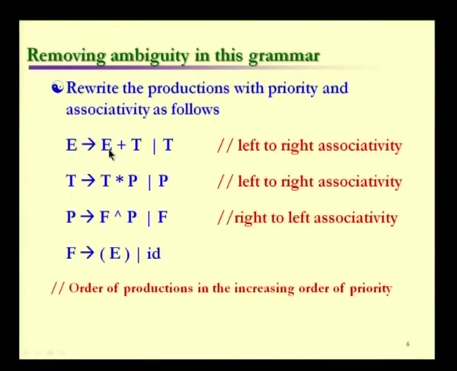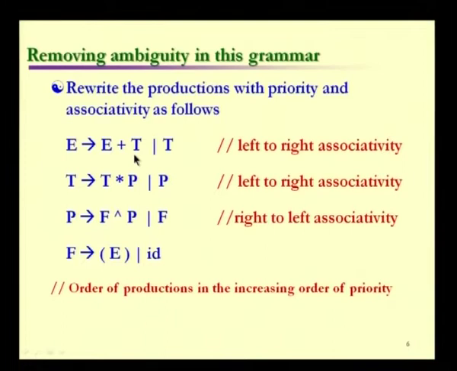As far as this particular example grammar is concerned, that is your expression grammar, we have the productions E derives E plus E, E star E, E to the power E, and an expression within brackets. These are the productions available. Now look at the productions being written as a result of the ambiguity removal.